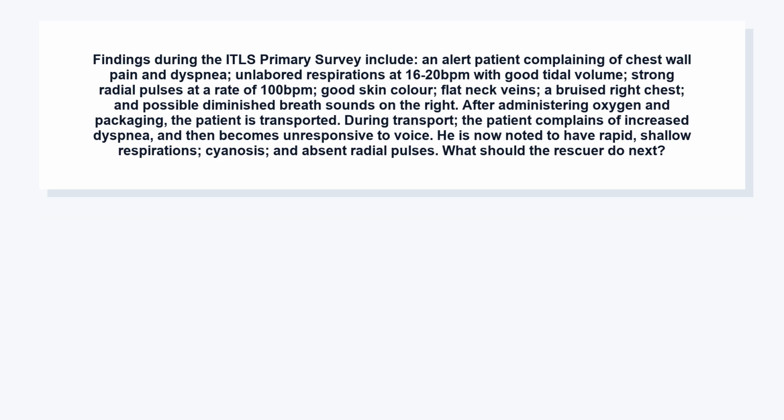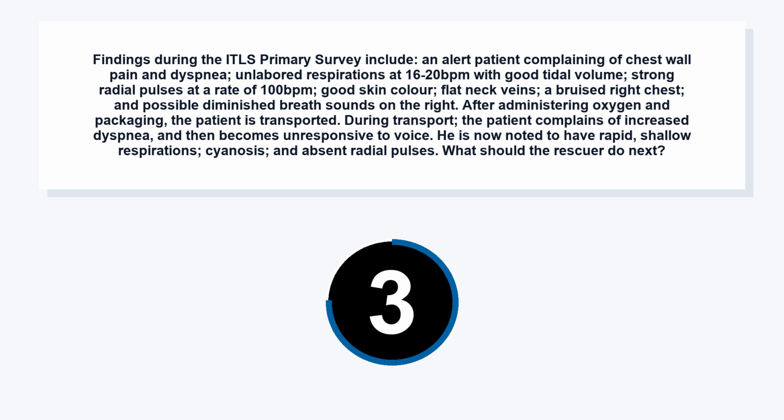Findings during the ITLS primary survey include an alert patient complaining of chest wall pain and dyspnea, unlabored respirations at 16-20 bpm with good tidal volume, strong radial pulses at a rate of 100 bpm, good skin color, flat neck veins, a bruised right chest, and possible diminished breath sounds on the right. After administering oxygen and packaging, the patient is transported. During transport, the patient complains of increased dyspnea, and then becomes unresponsive to voice. He is now noted to have rapid, shallow respirations, cyanosis, and absent radial pulses. What should the rescuer do next? Repeat the rapid trauma survey.